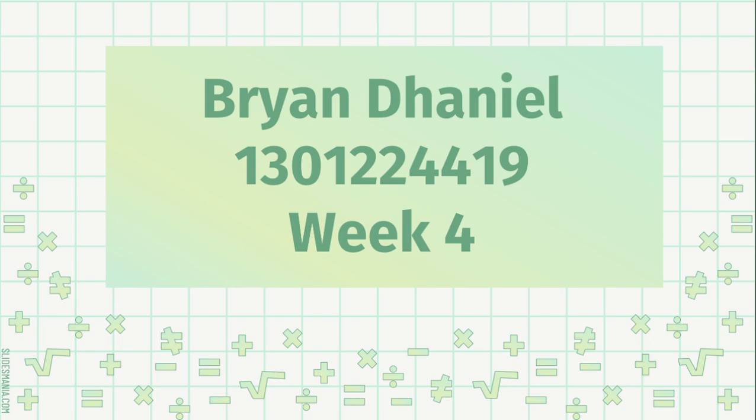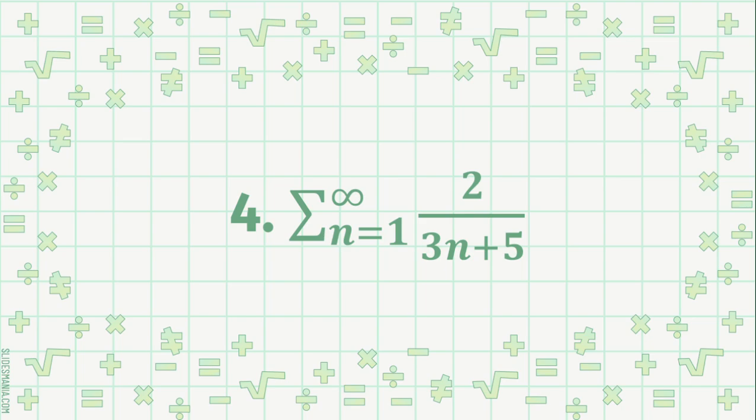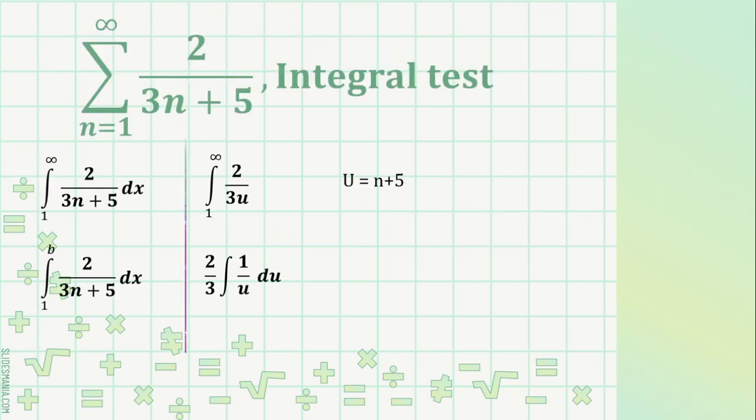It's about convergence tests. Number 4 is the sum of 2 over 3n plus 5, with n starting from 1 to infinity. In this case we use the integral test, so we change it to the integral form, from 1 to infinity of 2 over 3n plus 5 dx.